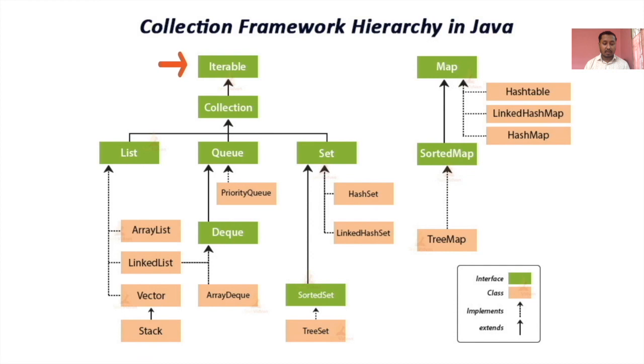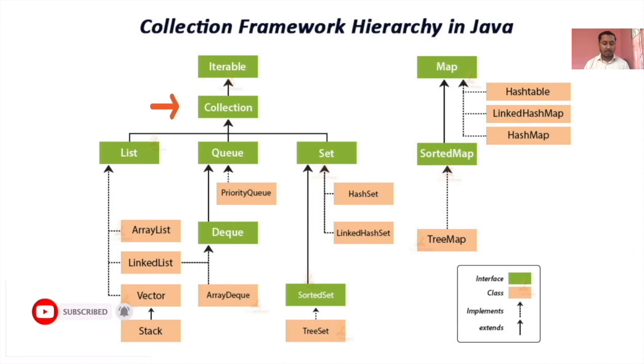In this video, we will cover Java Collection Framework hierarchy. Java Collection Framework is made of interfaces and their implementing classes. At the top of the hierarchy, we have the Iterable interface. Using Iterable interface methods, we can iterate over a collection of objects.